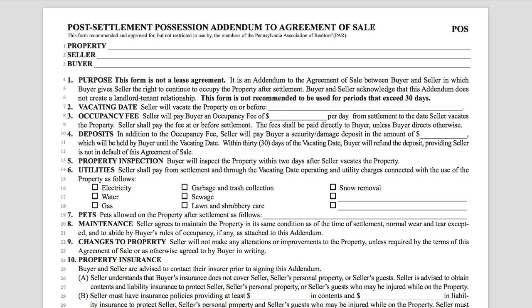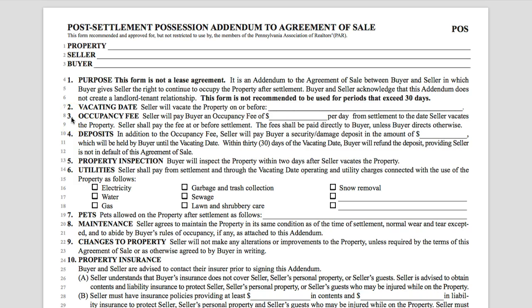I have seen this form used for longer than 30 days, but the recommended purpose of this is not a lease agreement. It's just for a 30-day period beyond closing where the seller stays in the property. So paragraph 2, you want to indicate the date by which the seller needs to leave the property, and you need to indicate the per diem fee that the seller will pay the buyer.